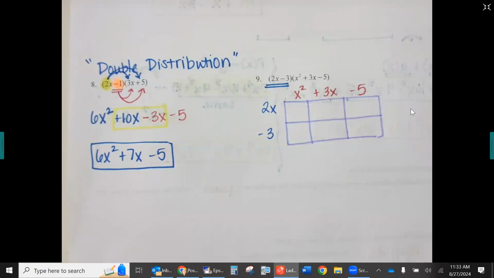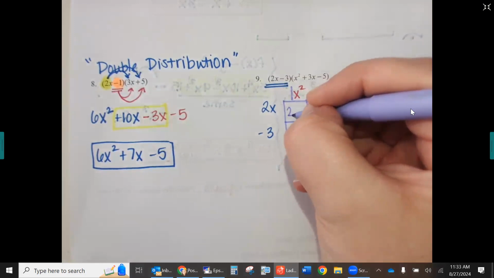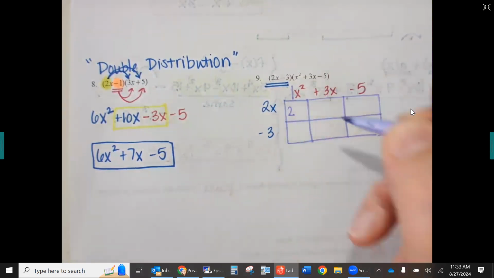So if I'm doing the first one, what number goes here? 1, right? Now we're going to multiply that row with that column. So what's 2 times 1? 2. And then what's x times x squared? x cubed, very good.